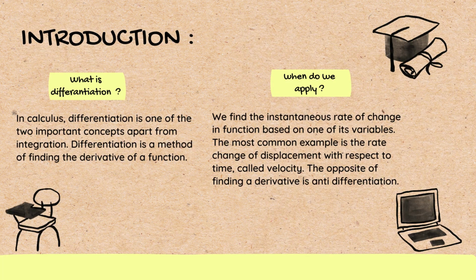Okay, so for introduction, what is differentiation? In calculus, differentiation is one of the two important concepts apart from integration. Differentiation is a method of finding the derivative of a function. And also, when do we apply it? We find the instantaneous rate of change in a function based on one of its variables. The most common example is the rate of change of displacement with respect to time, called velocity. The opposite of finding a derivative is anti-differentiation.